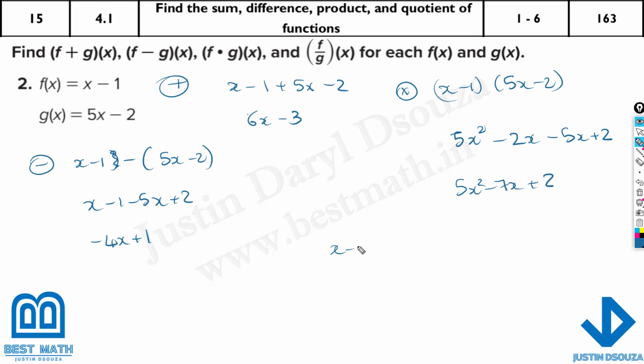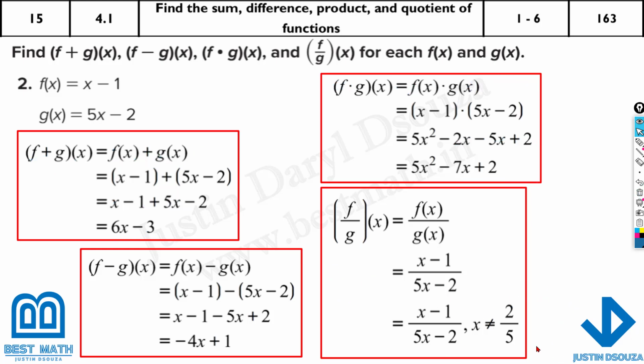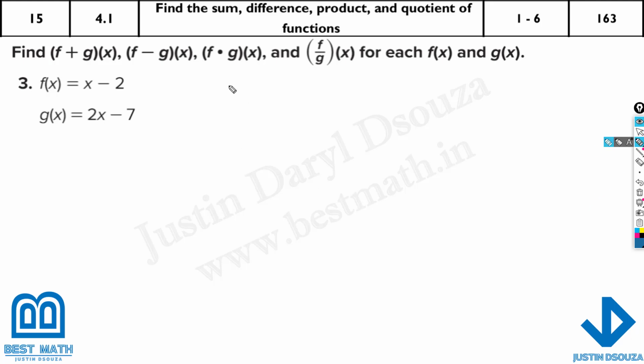The division is just writing these two terms, numerator, denominator. That's it. And then what is the denominator not allowed to be? 5x minus 2 cannot be equal to 0. Let's use the cannot be equal to directly rather than equal to and then change it up. So 5x cannot be equal to 2, or x cannot be equal to 2 by 5. This is the solution. So here we can see x minus 3 correct, minus 4x plus 1. Yes, this is also correct. Multiplication is 5x squared minus 7x plus 2. And lastly, 2 by 5, x is not equal to, but these two you just write down as numerator and denominator. Similarly, these problems as well.